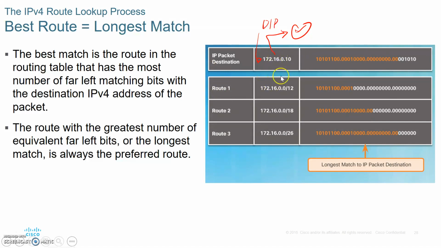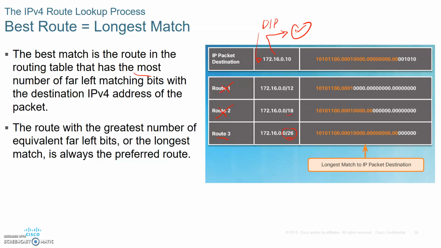If you notice, actually these 3 routes all match with the destination IP address. So I can effectively use any of the 3 routes, but the router will choose route 3, because route 3 matches 26 bits and the IP address matches the 26 bits. So this has the most number of matching bits. Although route 2 also matches, it matches 18 bits, so because route 3 has more matching bits, route 2 will not be used. Similarly, route 1 will not be used. They will use route 3 instead.